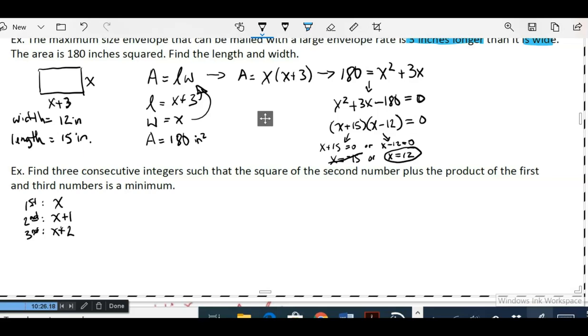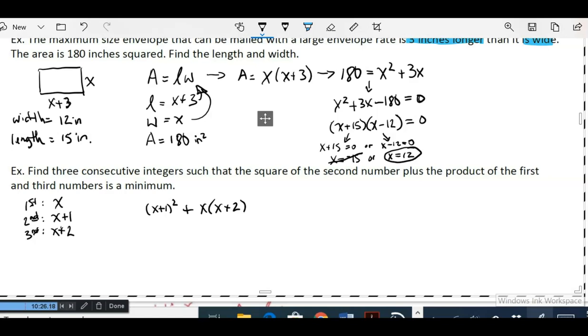And so there's 3 integers. The square of the second number, so we can take x plus 1, that's the square of the second number, plus the product of the first and third numbers. There's the first number and the third number. Their product means that they're multiplied. Is a minimum. So we got this set up.